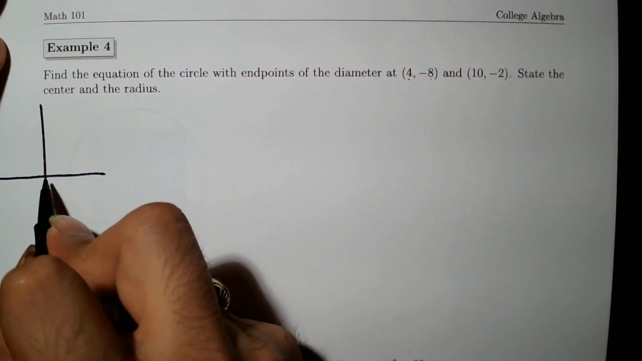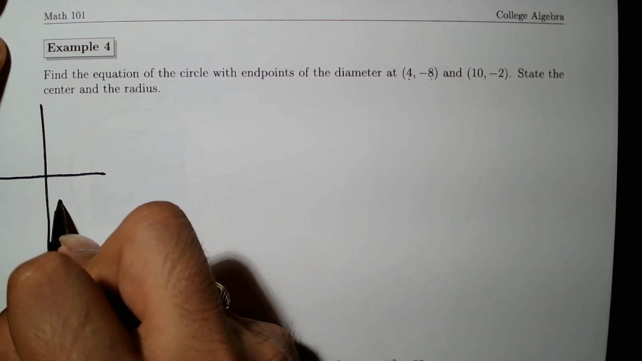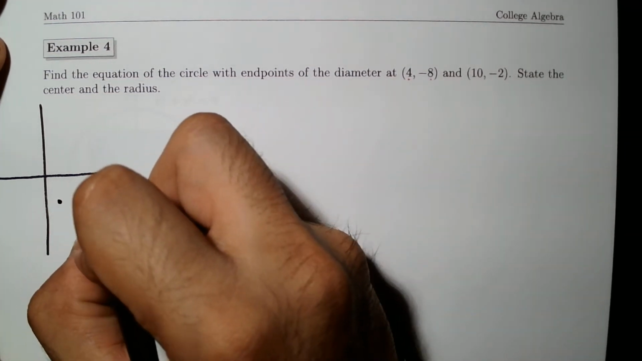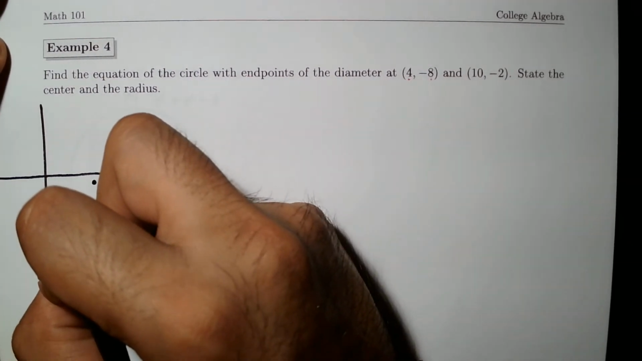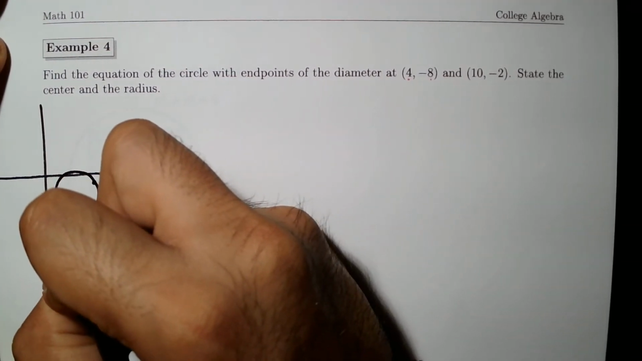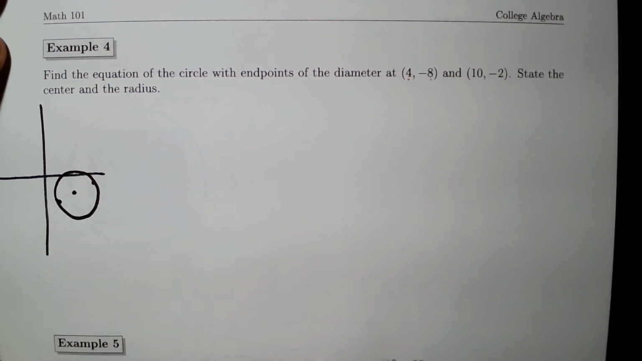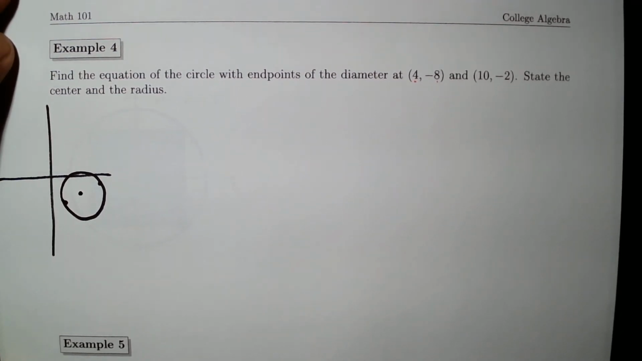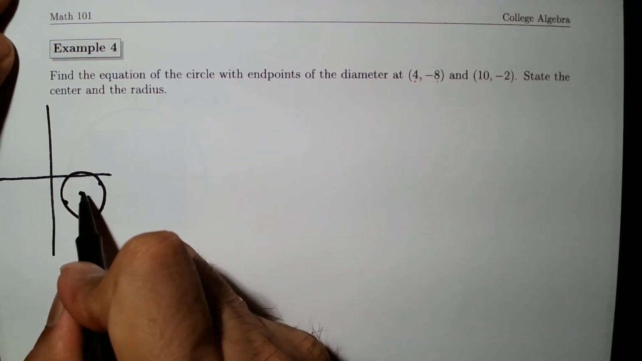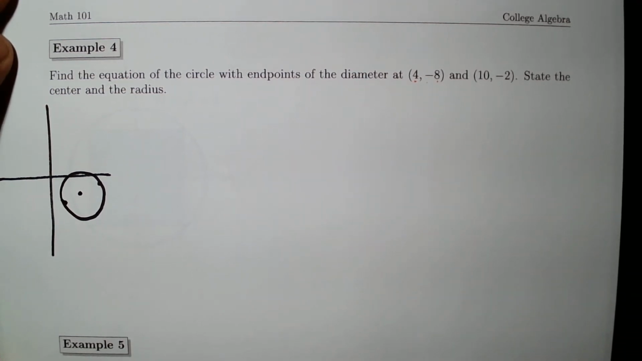Alright, so we're going to have the point (4, -8), I mean just roughly, and then the point (10, -2). So those are the endpoints of some circle. So the center is going to be here. Okay, look at the center. Does that look like anything you have seen before? Well, if you were thinking of the midpoint, then your answer is correct. So we are going to find the midpoint between these 2 points. That's going to be our center.